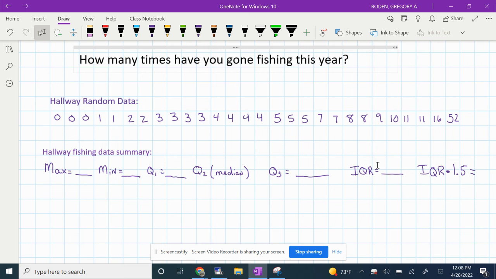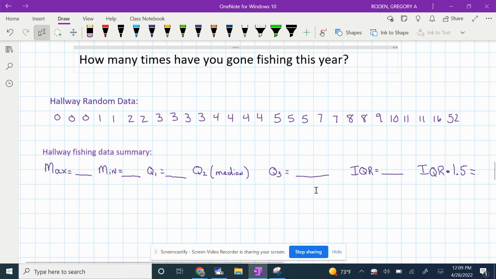So what I want you guys to do right now is practice making a box and whisker from this. Go ahead and copy the data down, and then figure out your maximum, your minimum, your Q1, your Q2, your Q3, your IQR, and your IQR times 1.5. I want you to do this on your paper right now. If you don't get it done, you can do it later, and hopefully we can get this done this class. If not, it will be homework.